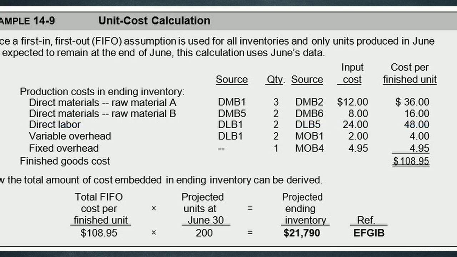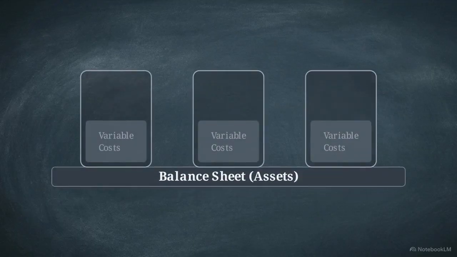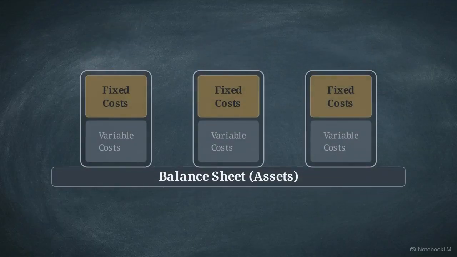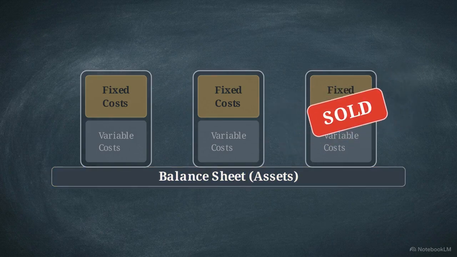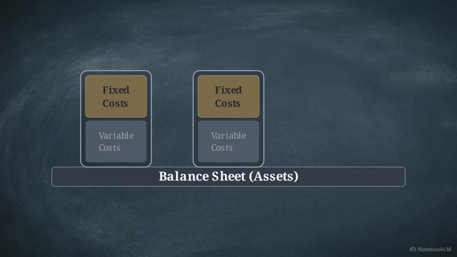2 hours of labor required per unit, multiplied by our $24 input cost, equals $48 of labor per finished unit. To fulfill the GAAP absorption requirement, fixed overhead costs are also injected into this list. We reach a final aggregated cost of $108.95 to produce one finished unit. The core implication of absorption costing is that because fixed costs are absorbed into the unit itself, they will sit as assets on the balance sheet until the product is physically sold.